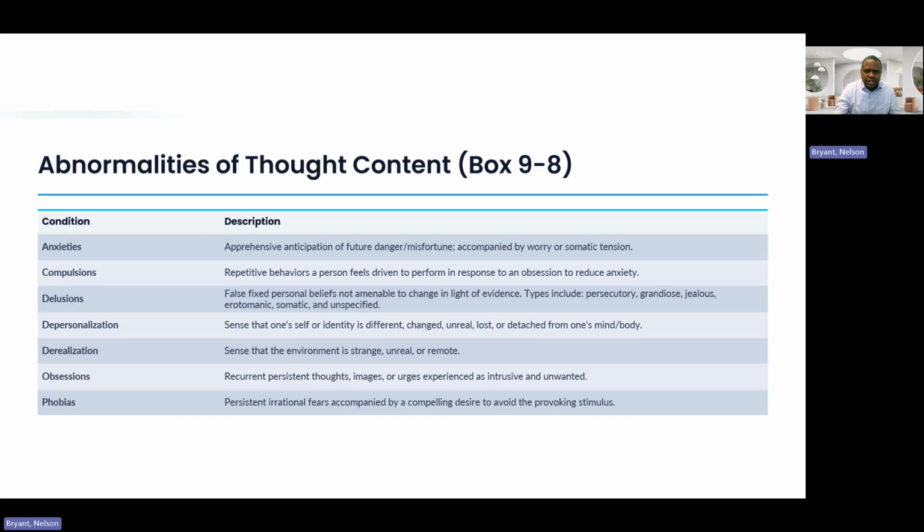And so you can screen for depersonalization or derealization, which can happen to any patient at a time when they feel detached from self or environment, but most commonly in patients with schizophrenia.